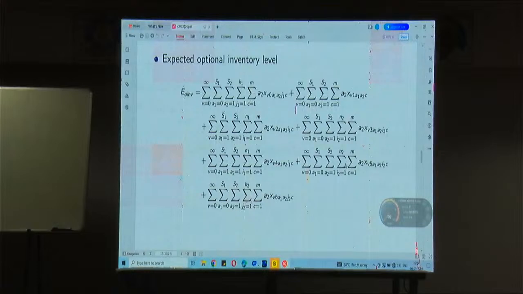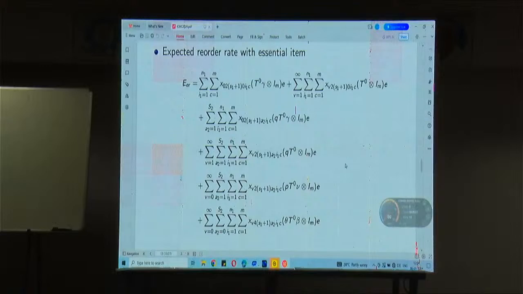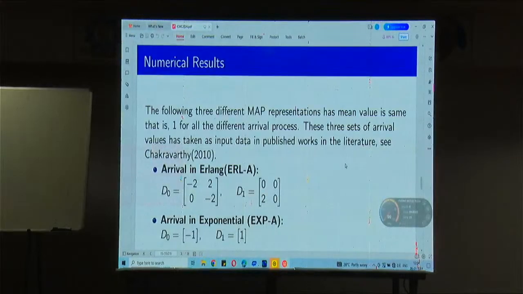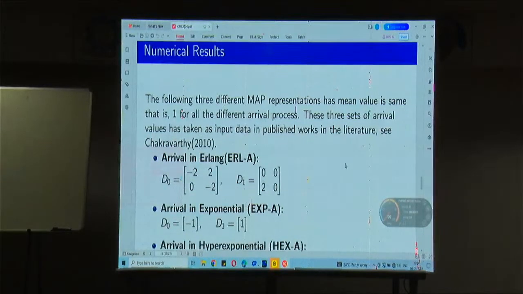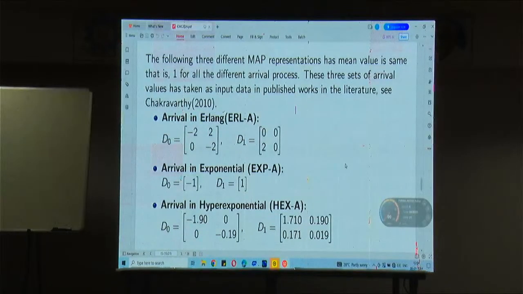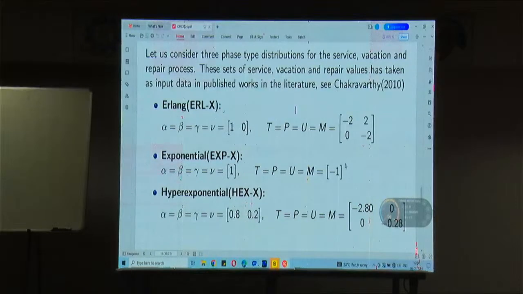expected optional inventory level, expected reorder rate with the essential item, expected reorder rate with the optional item. Numeric results: the following three representations of MAP are taken from the Chakravarthy literature, so arrival is Erlang, exponential, and hyper-exponential. The following three phase type distributions are taken from the Chakravarthy literature: Erlang services, exponential service, and hyper-exponential services.